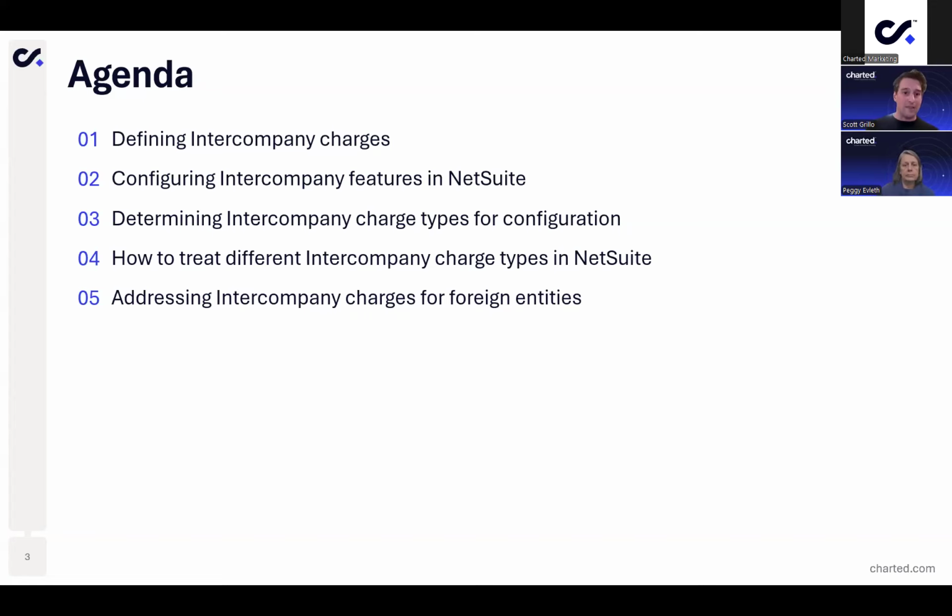We'll first define the intercompany charges. We'll talk about configuring those intercompany features. We'll talk about determining the charge types and how to treat different intercompany charge types within NetSuite specifically. And then finally, we'll address intercompany charges for foreign entities.